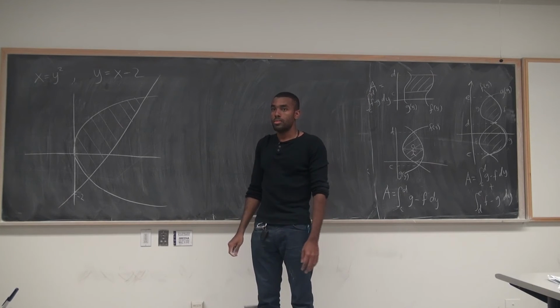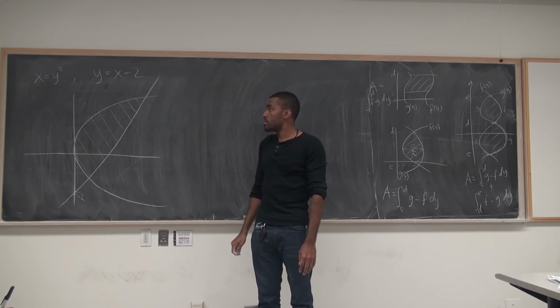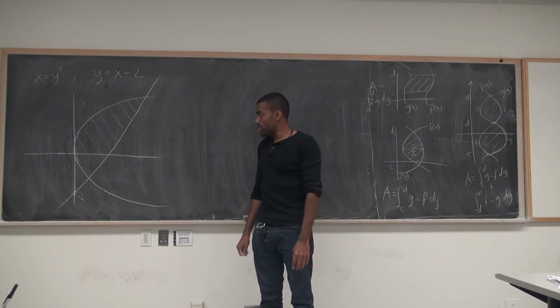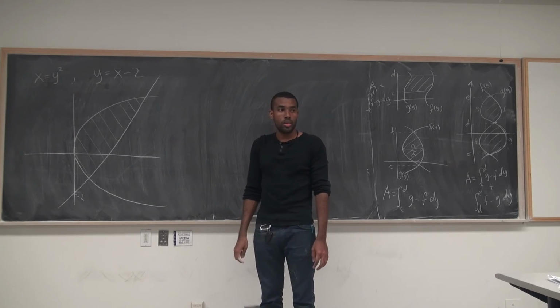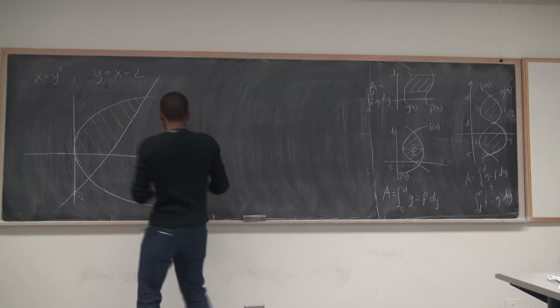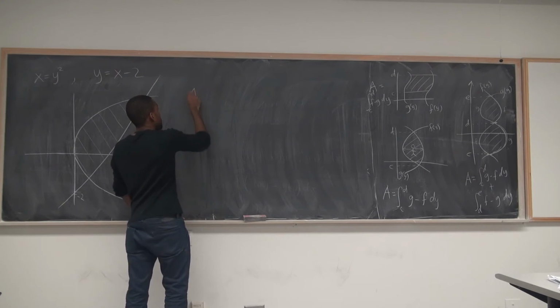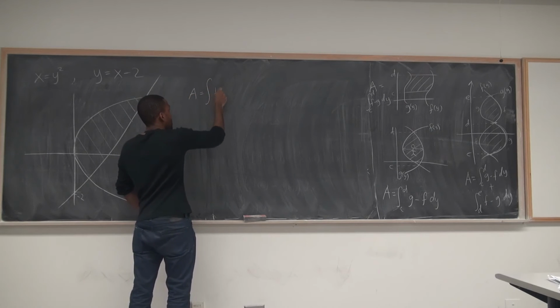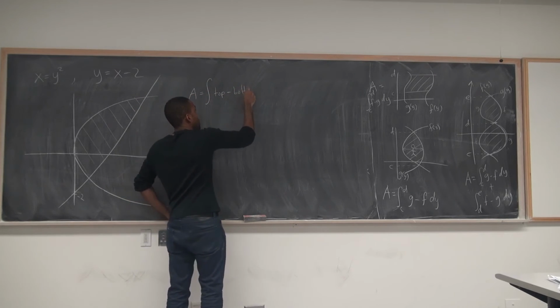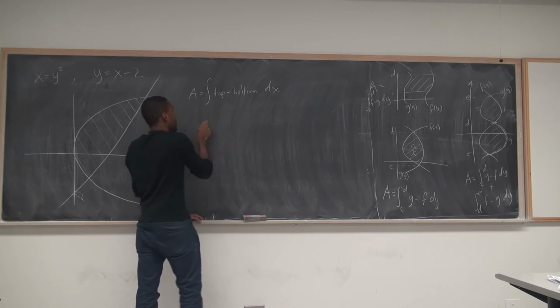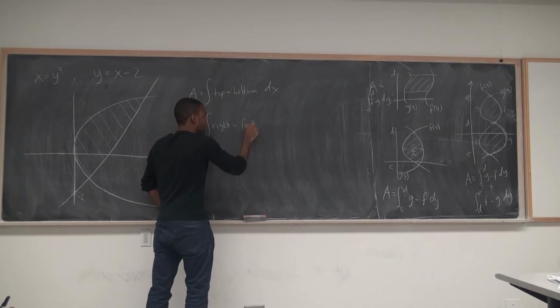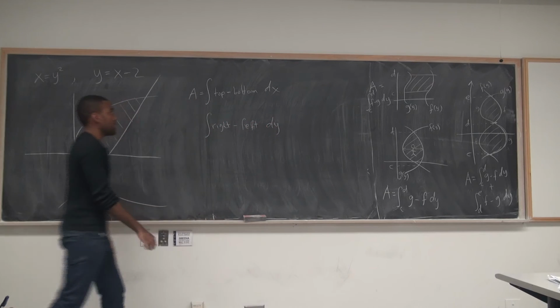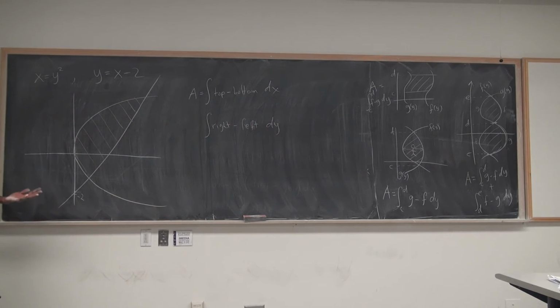This function minus that function. Your top function would be x minus 2. Would you do a dx integral or dy integral? dy. Why would you choose dy over dx? So remember our idea that I wrote before. The area, you can think of it in two ways. You can think of it as top minus bottom dx, or you can think of it as right minus left dy.